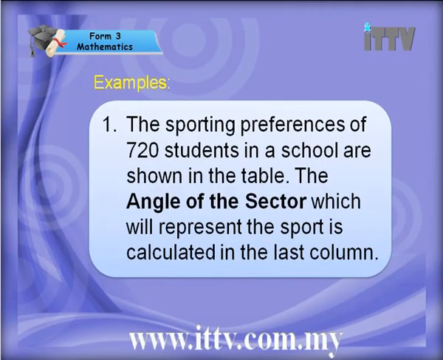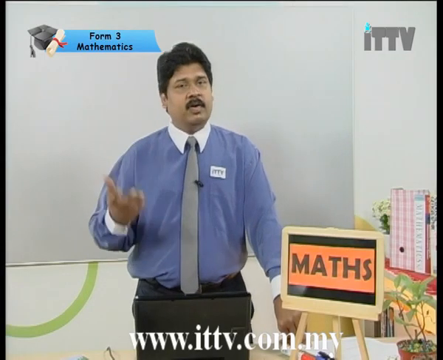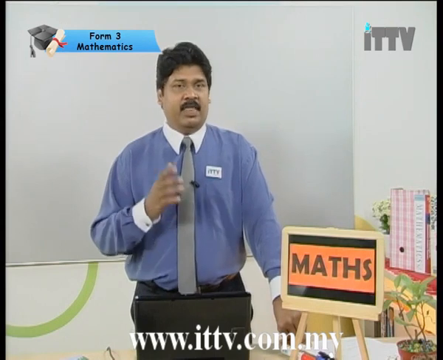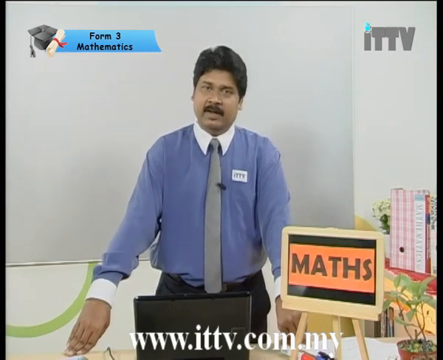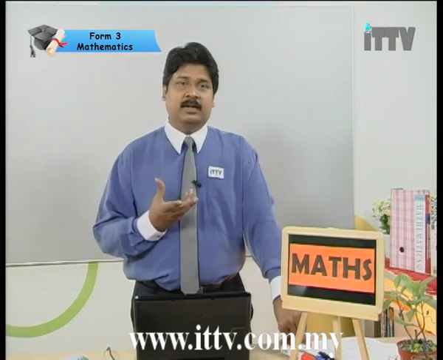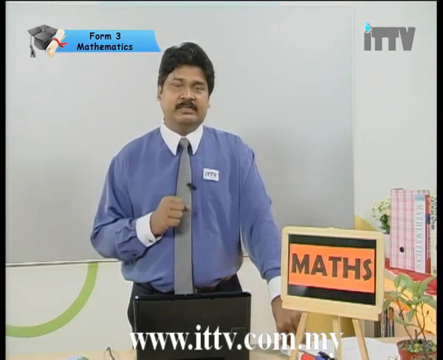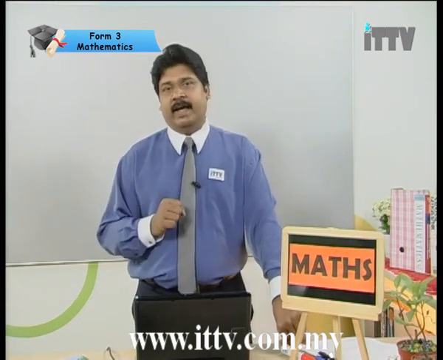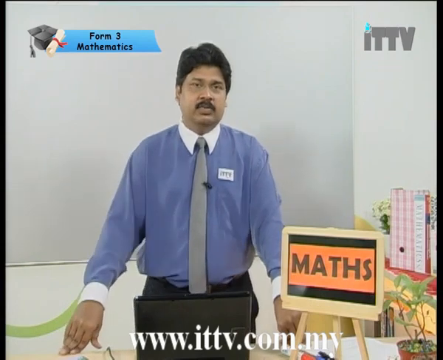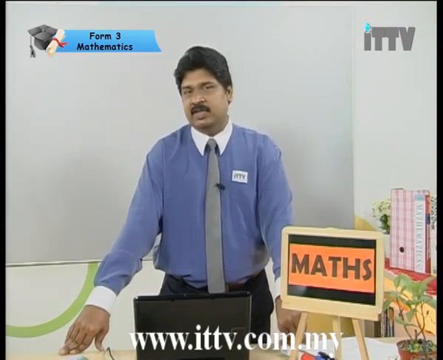The sporting preferences of 720 students in a school are shown in the table. The angle of the sector which will represent the sport is calculated in the last column. So what we are trying to do here is, in order for us to draw a pie chart, the first information that we should obtain or calculate is the angle sector. How much does the angle represent for that particular sports activity? Once we have that, only then can we tabulate it into statistical data in a pie chart manner.